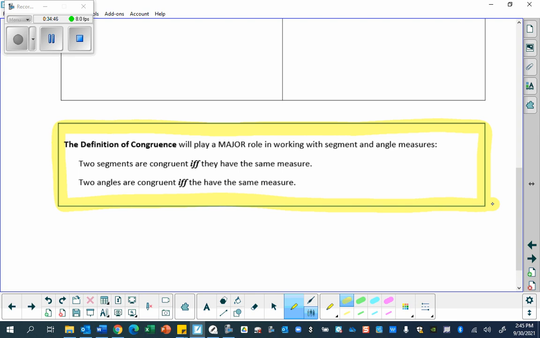Two segments are congruent if and only if they have the same measure. Two angles are congruent if and only if they have the same measure. Understanding that it's a biconditional that you can take back and forth.